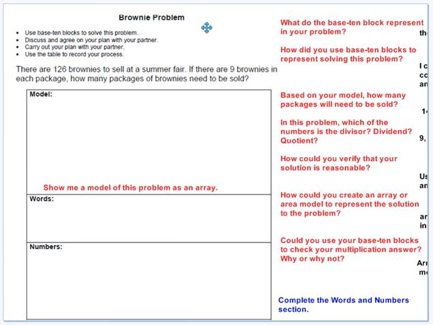Now, I want you to look at the Brownie problem. Notice how this is set up almost exactly like the previous problem. So now we kind of know what we need to do. I need to have a picture here with our base 10 blocks. I need to have the problem written in words, and then I need to see it worked out with numbers, okay? So I want you to go ahead and work through the Brownie problem and answer these questions over here, and then you'll press play on your video and we'll go over the answers again. So go ahead and pause your video now.